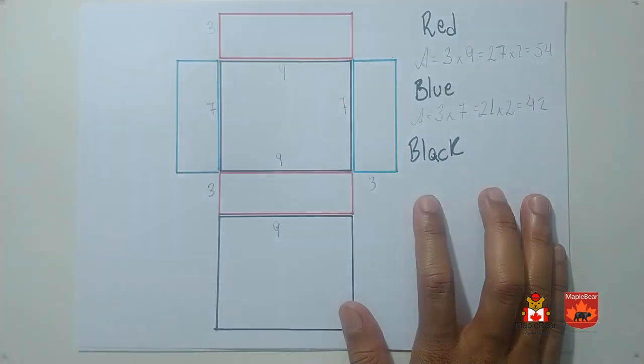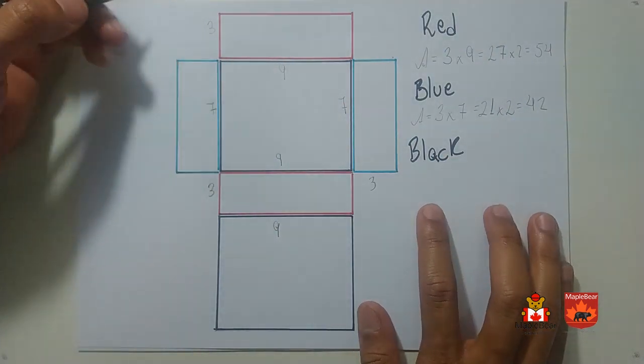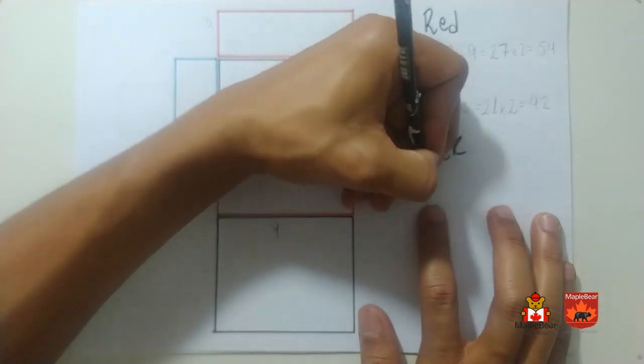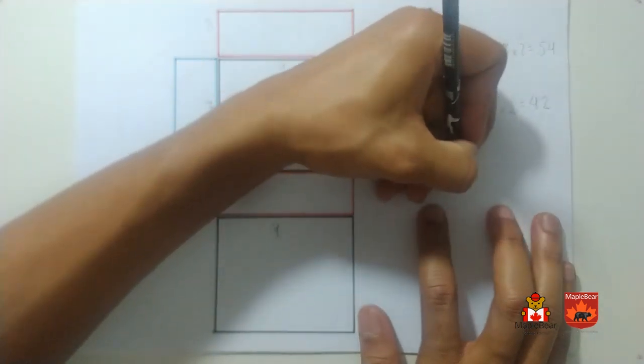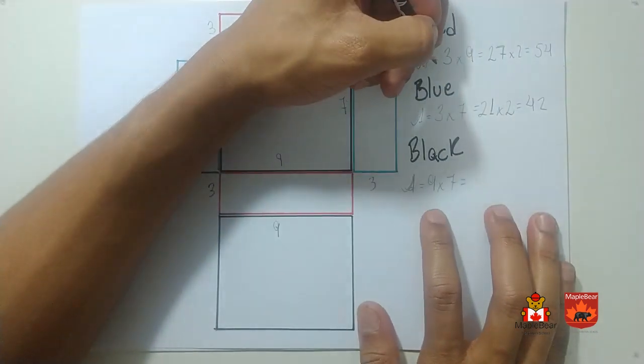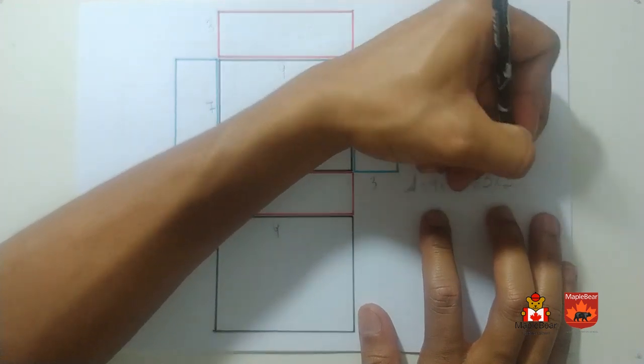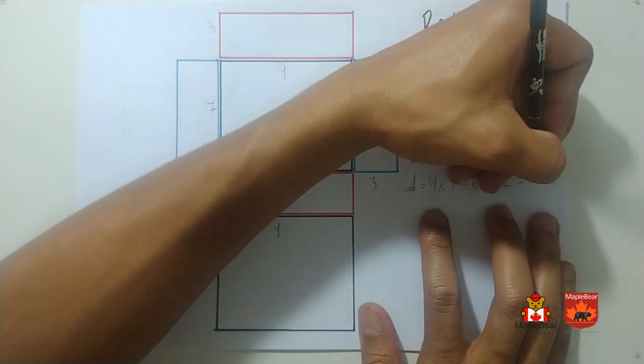Then, for my red and blue, it's only missing the black face. In the black face, what do you have? You have 9 times 7. So the area will be equal to 9 times 7. How much is 9 times 7? It will be equal to 63.